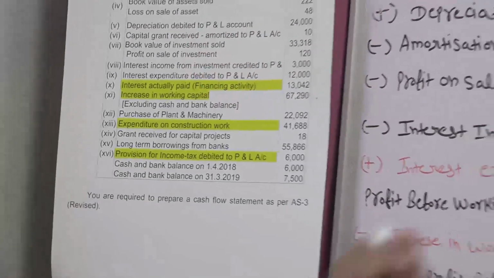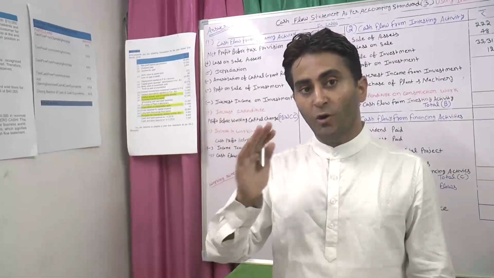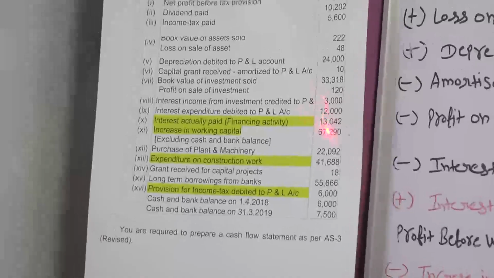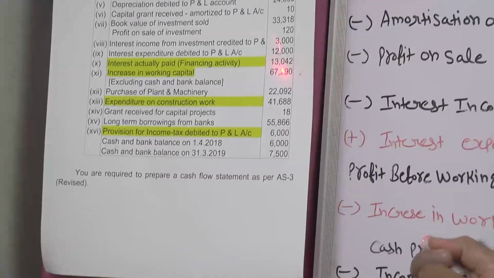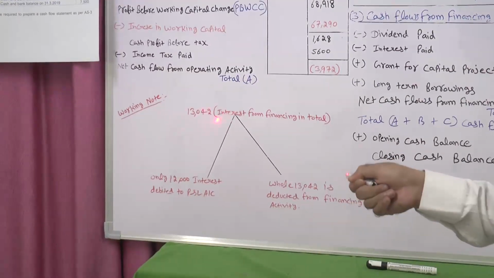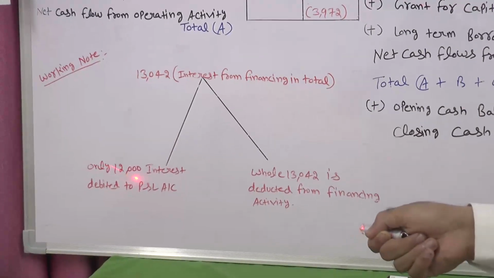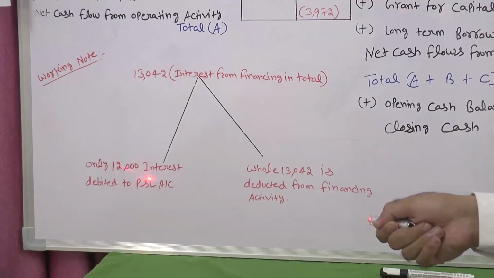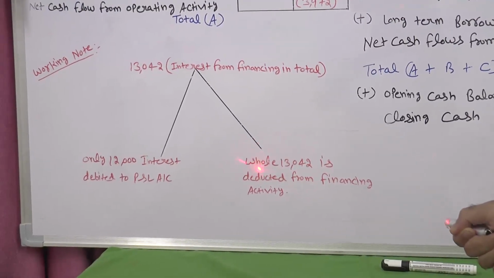This is also non-operating income, so it will be deducted from profit before tax and it will come under operating activity. Next is interest expenditure debited to profit and loss account 12,000. Interest actually paid for financing activity, that is 13,042. So interest from financing activity in total is 13,042. Out of this 13,042, only 12,000 will be added to profit before tax and it will come under operating activity. The other effect is that the whole 13,042 is deducted from financing activities.